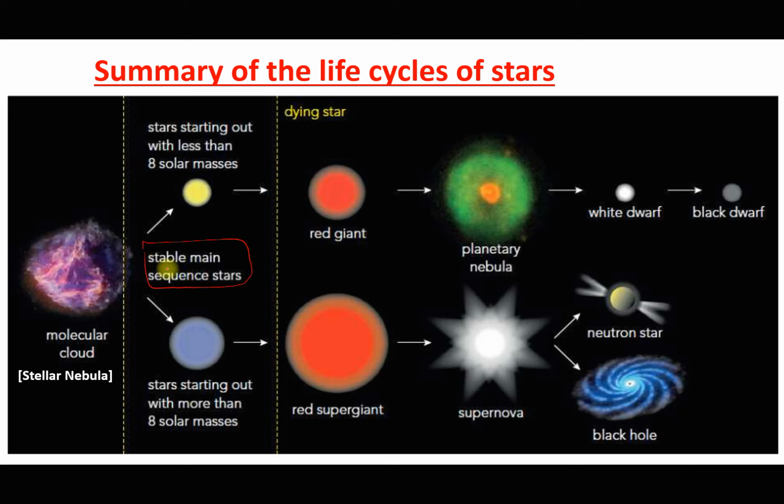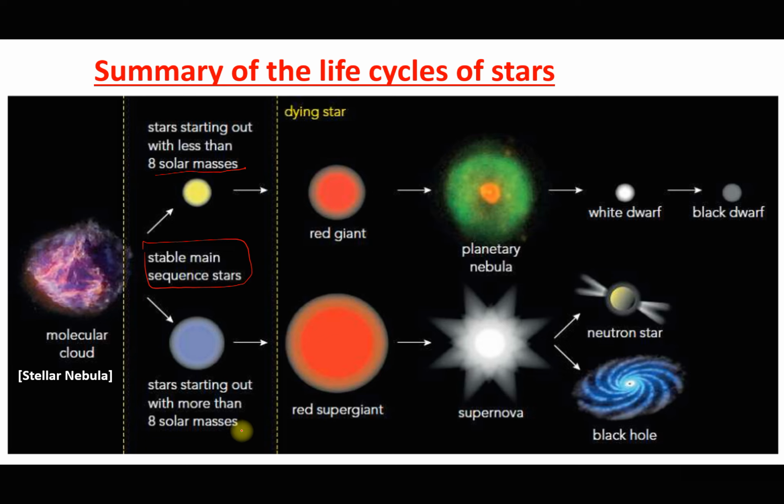Then here, there are stars which have 8 solar masses. Remember, solar mass is the mass of the sun, because we said in our solar system the sun takes 99.8% of the mass of our solar system. So the mass of the sun is considered to be the solar mass. So there are those stars with less than 8 solar masses, like our sun, and there are those stars with more than 8 solar masses.